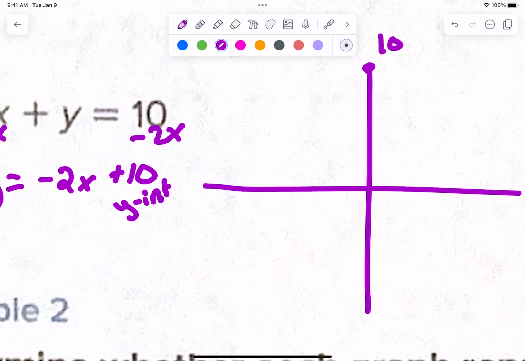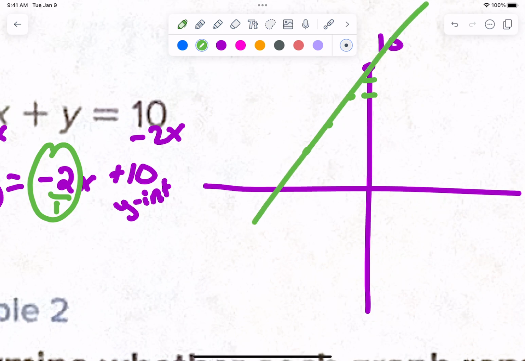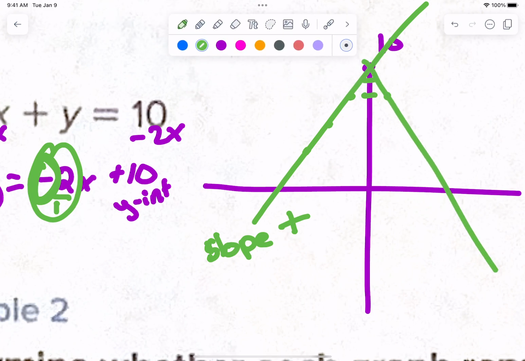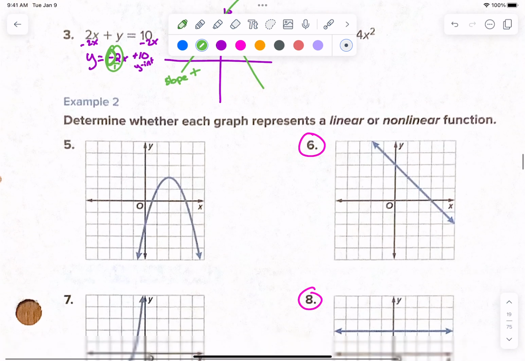10 up there, and then here's another thing that I saw people doing that was not right. Negative 2 as a fraction is 2 over 1. So they went down 2 and over 1, and down 2 and over 1, and down 2 and over 1, and then they connected the dots, and he is going uphill, which means his slope is positive. But I want my slope to be negative, right? So I want down 2 over 1 this way. That's what he should look like. Got it? Perfect. All right.